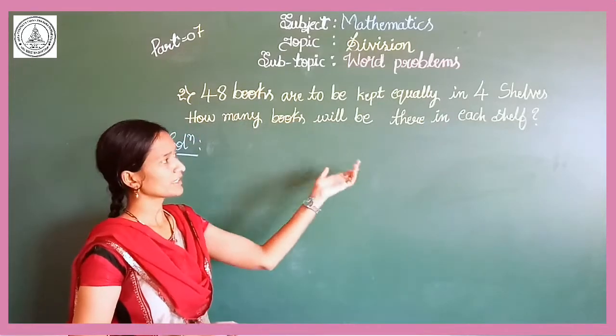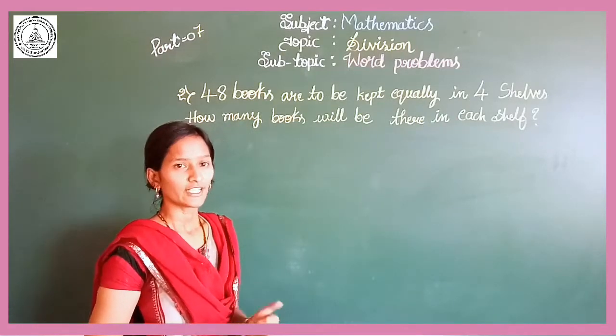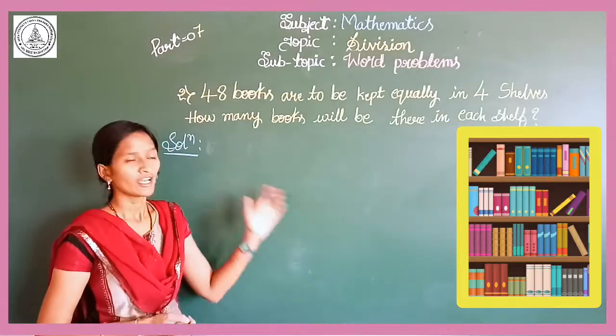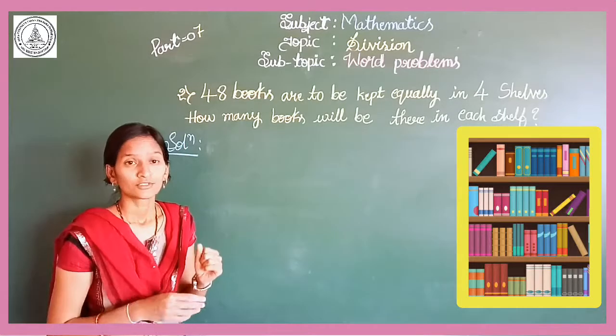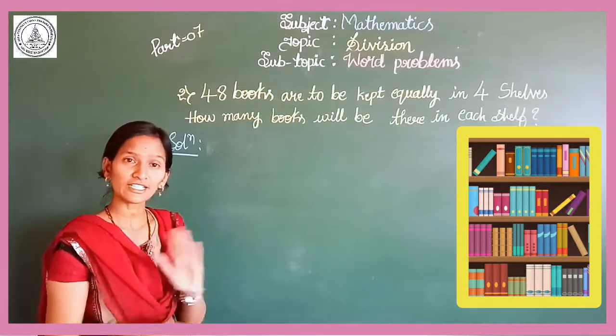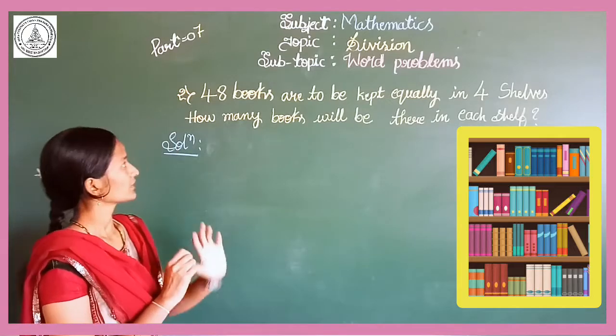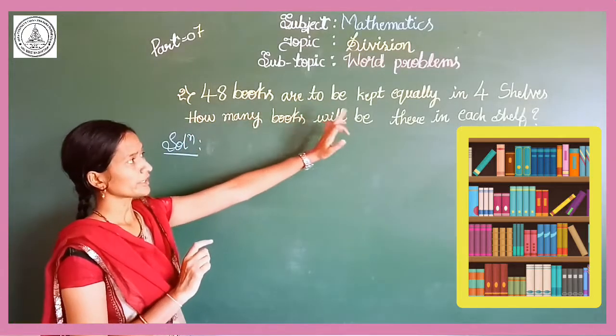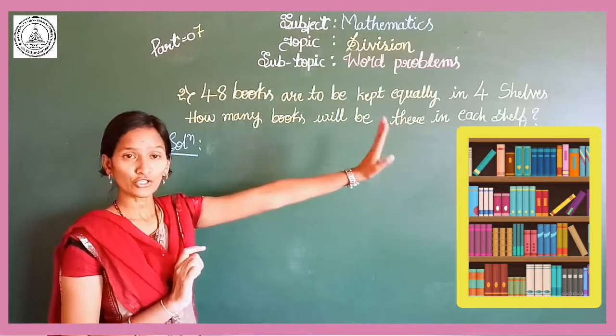How many books will be there in each shelf? Yes. So look here, here is a shelf. Right? So students, now once again I will read it. Listen here. 48 books are to be kept equally in 4 shelves.